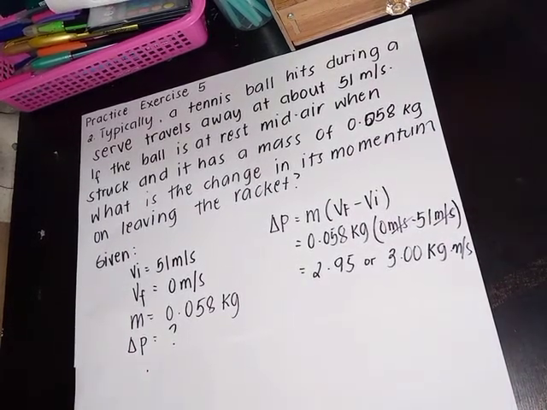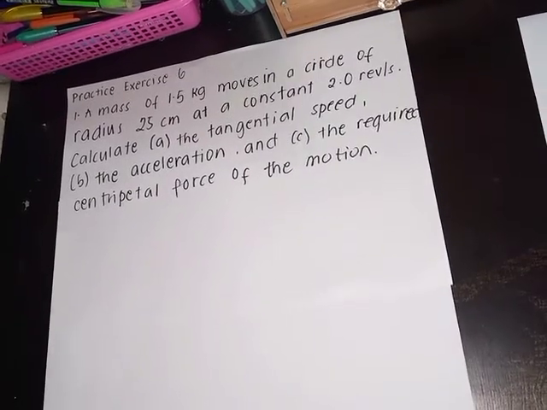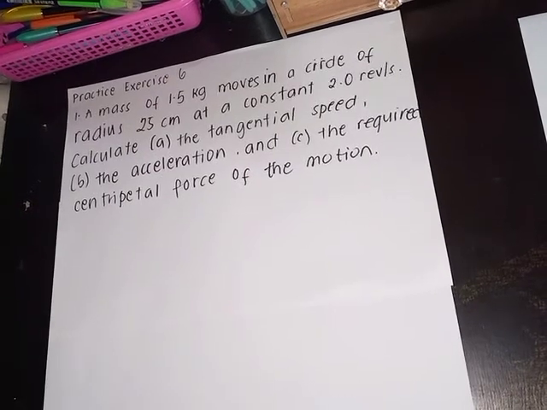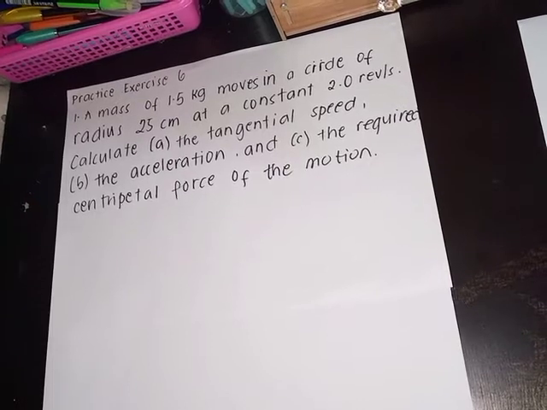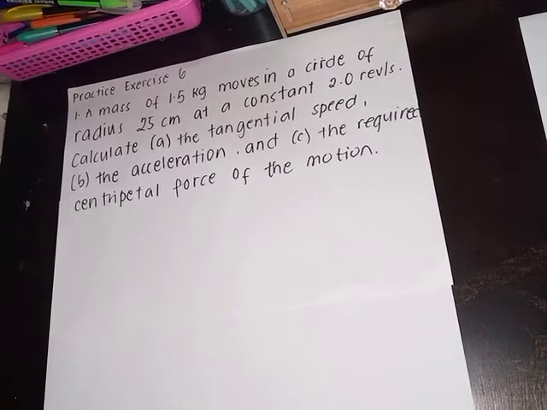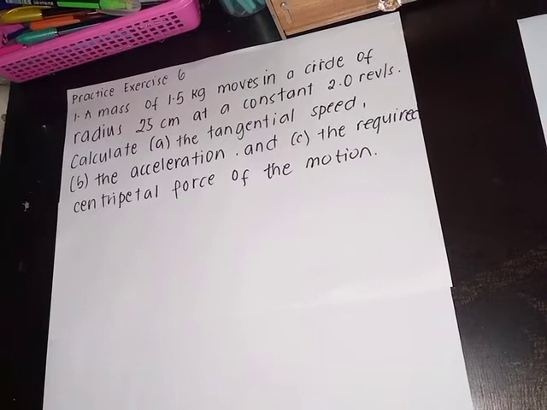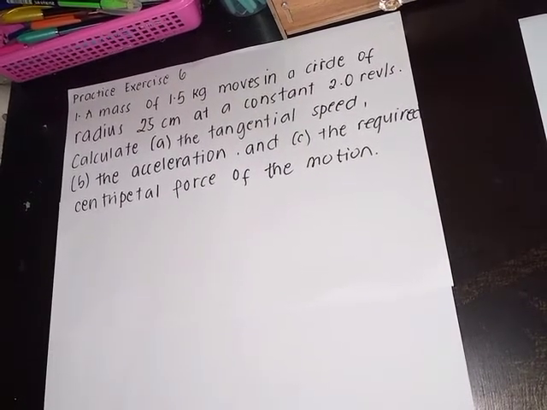So the change in momentum is 3 kilogram meter per second. For practice exercise 6, I choose problem number 1. A mass of 1.5 kilogram moves in a circle of radius 25 centimeter at a constant rate of 2.0 revolution per second. Calculate A, the tangential speed, B, the acceleration, and C, the required centripetal force of the motion.